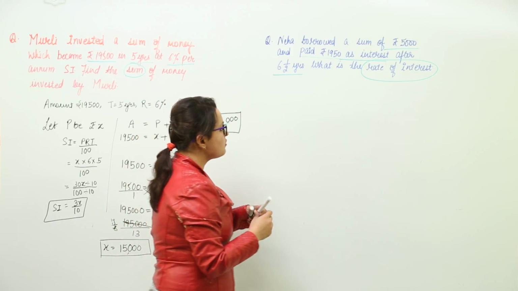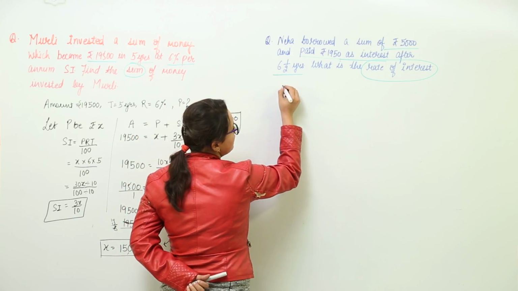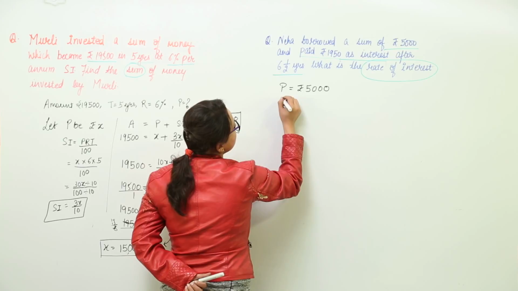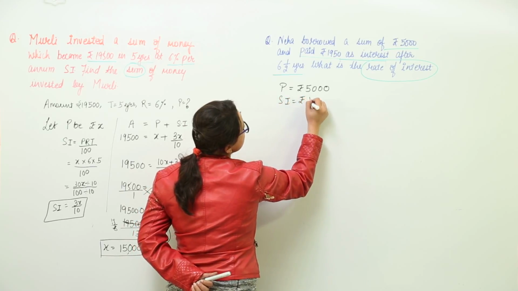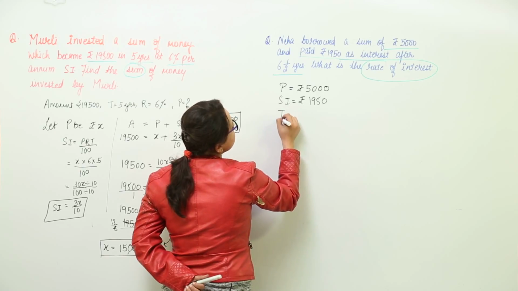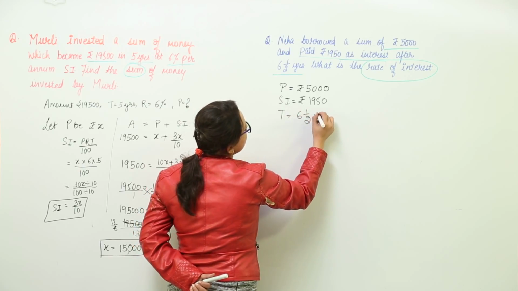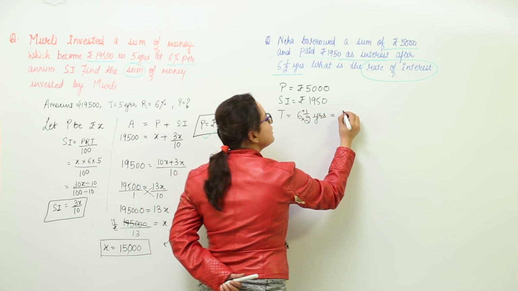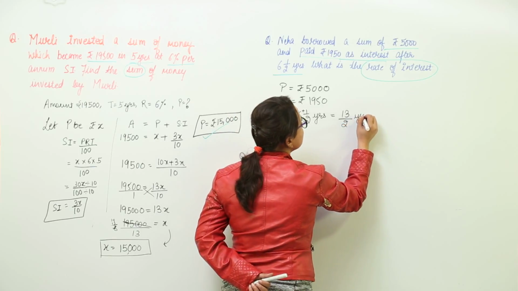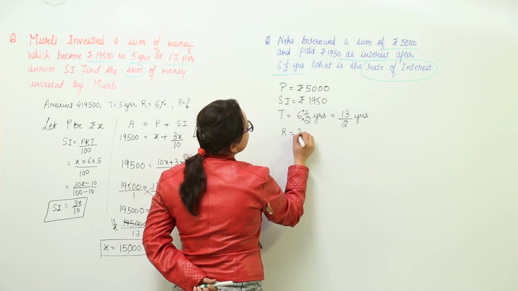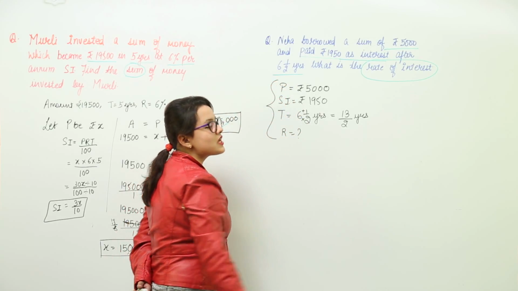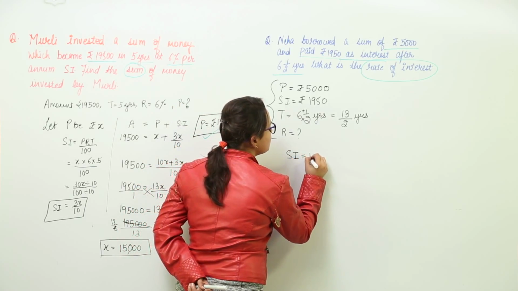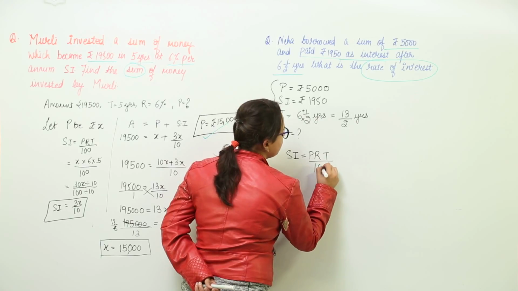So how do we calculate rate of interest? Simple enough. Let us write down all the values given. The principal is given to us as rupees 5,000. The interest that has been given to us is rupees 1,950. The time period is also given to us as 6 1/2 years, which can be simplified and written as 2 6s are 12 plus 1, 13 upon 2 years, and we have to find out the rate. Can you think of any formula which has all the four quantities in them? Yes, we do have, and which is simple interest equal to PRT upon 100.